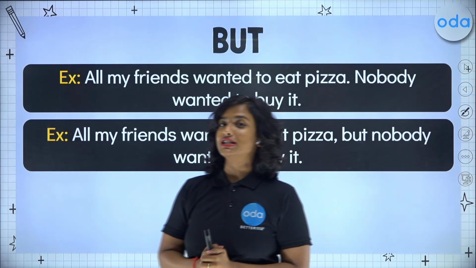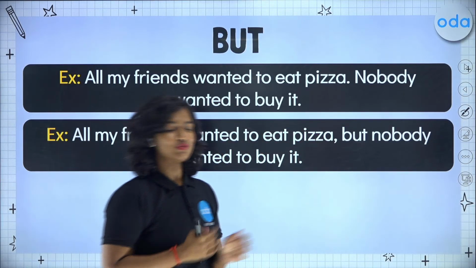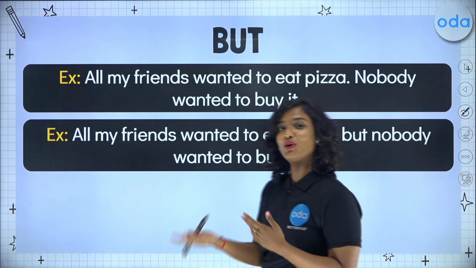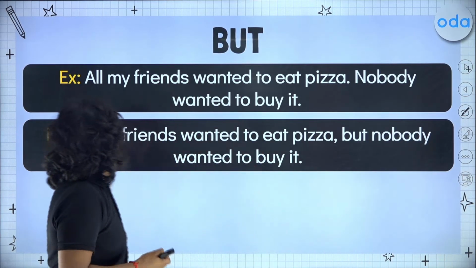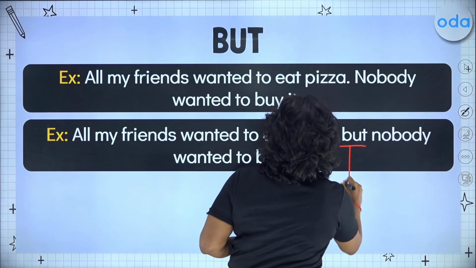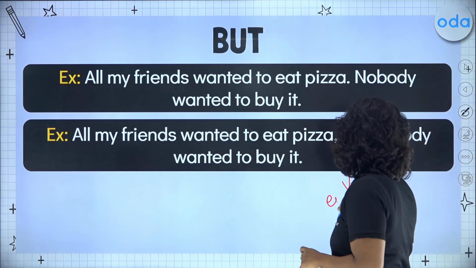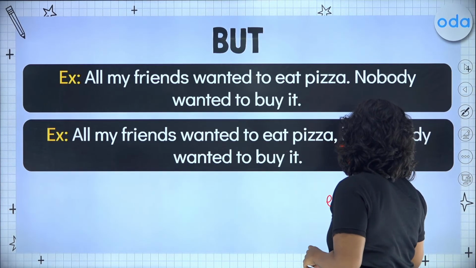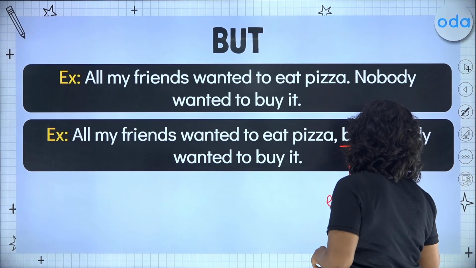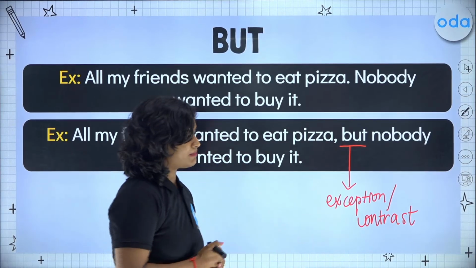All my friends wanted to eat pizza. Nobody wanted to buy it. Once again, you would expect that if all my friends want to eat pizza, that they all want to buy the pizza. But no, all my friends wanted to eat pizza, but nobody wanted to buy it. So once again, here we see how the word but helps us see an exception or a contrast. Right? Let's take one more example here.